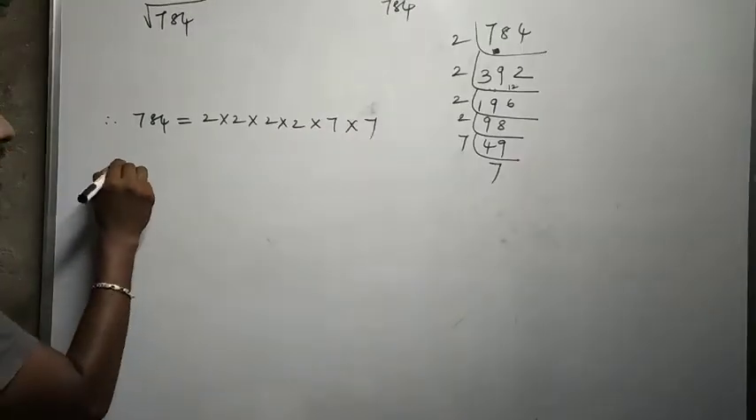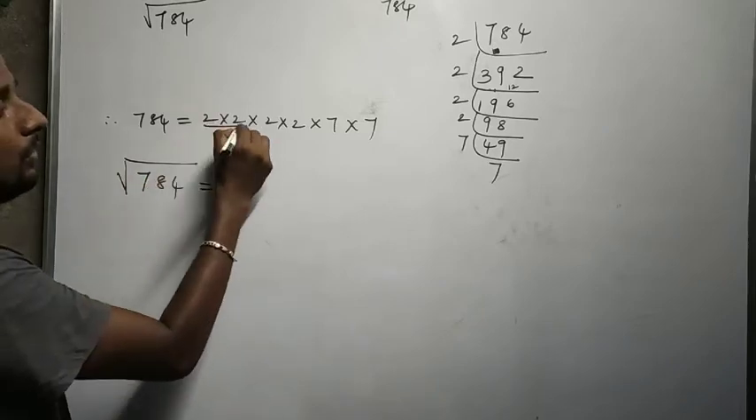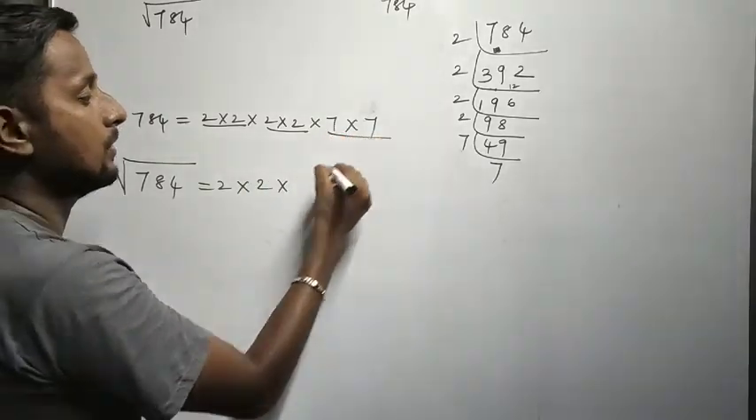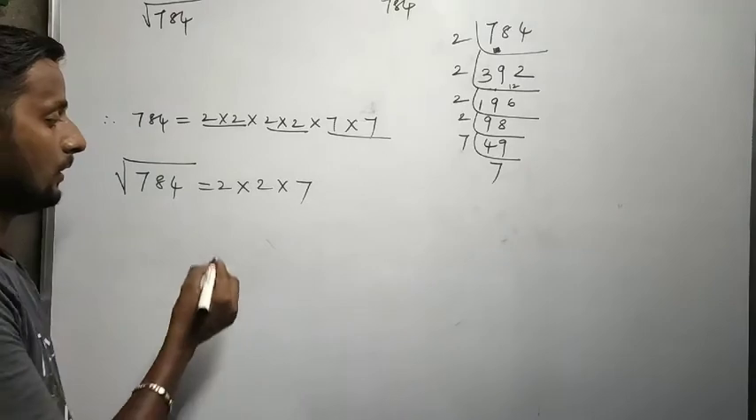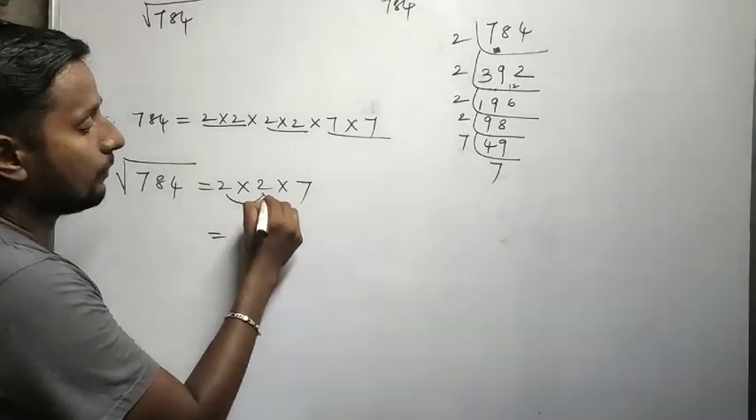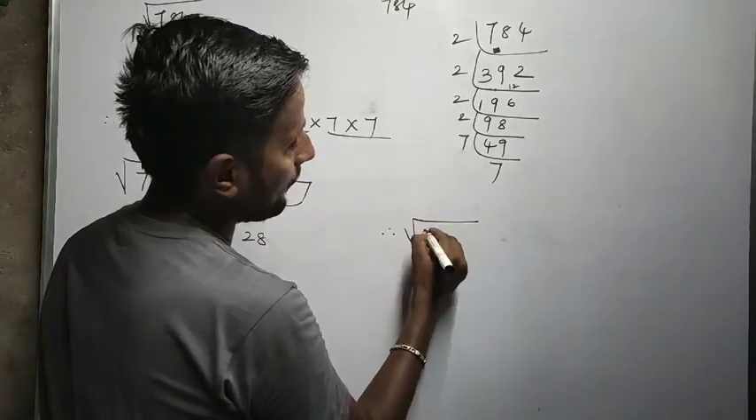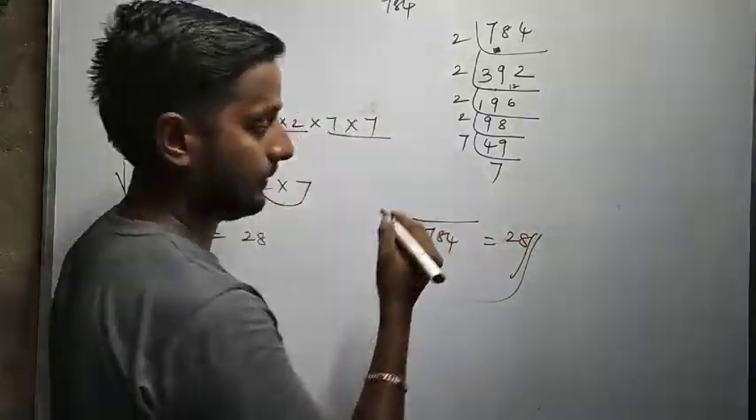But when you apply the square root, the square root of 784 is equal to 2, 2, 7. For every two same numbers, we will consider it as only 1. 2 2s are 4, 4 7s are 28. So therefore, the square root of 784 is equal to 28.